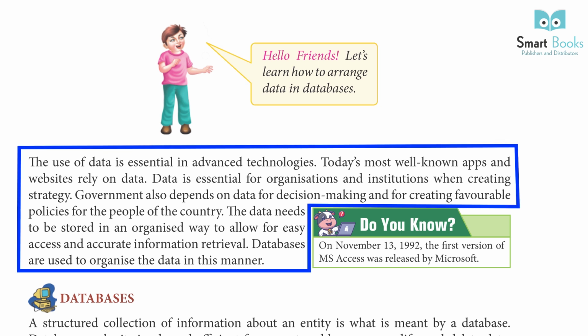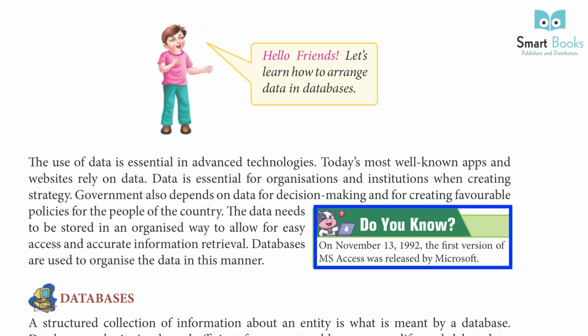The use of data is essential in advanced technologies. Today's most well-known apps and websites rely on data. Data is essential for organizations and institutions. When creating strategy, government also depend on data for decision making and for creating favorable policies for the people of the country. The data needs to be stored in an organized way to allow for easy access and accurate information retrieval. Databases are used to organize the data in this manner.